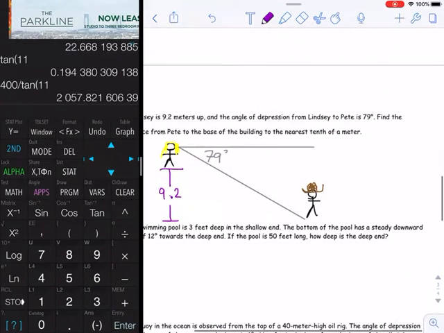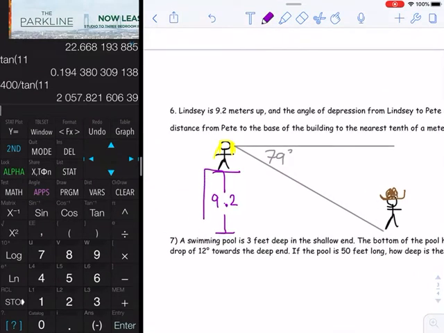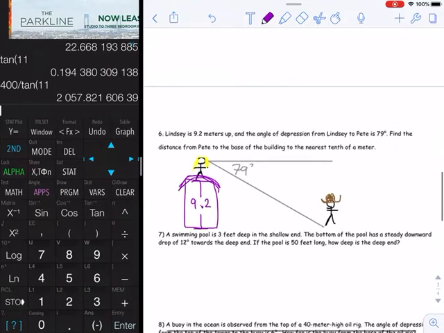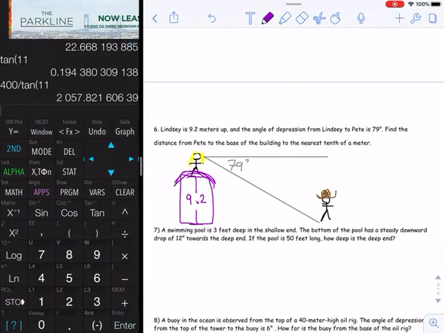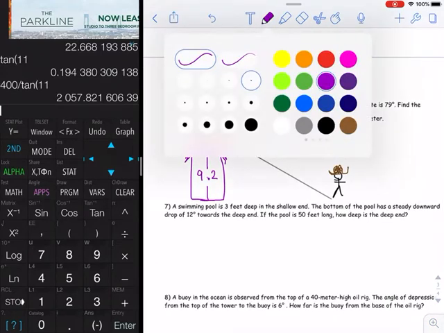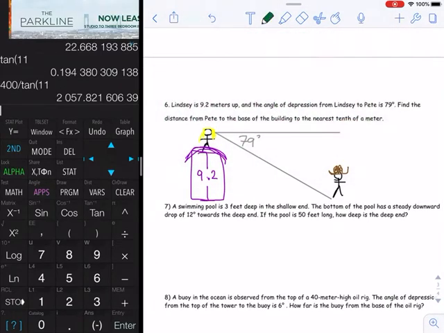We'll make this building look a little prettier. Actually give it walls. The roof. She's standing on the roof. Alright. We need to find the distance from Pete to the base of the building. So we'll do green for grass. So we need this right here. We need to find this distance.